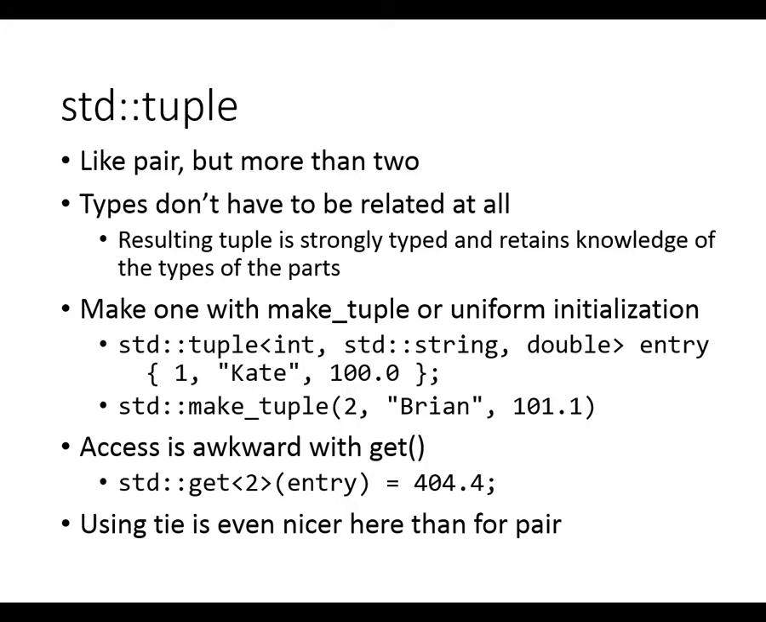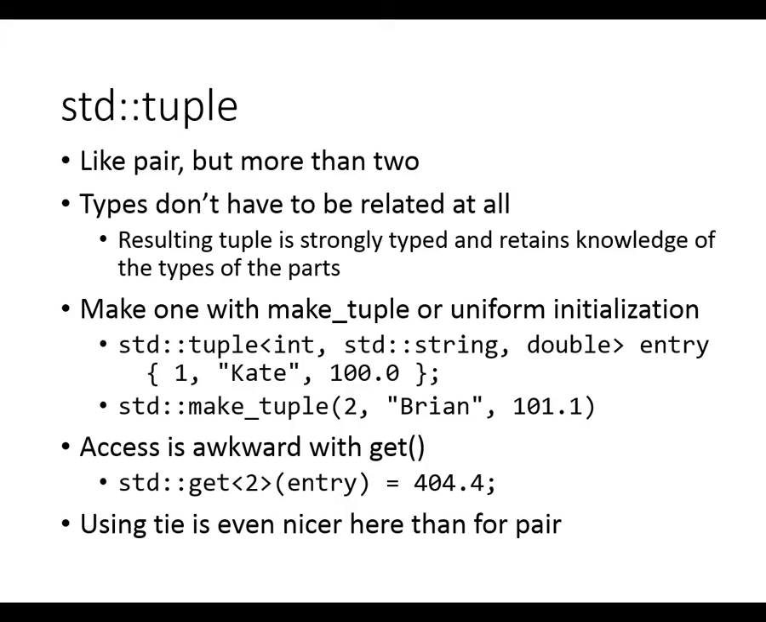And pair is basically the special case of a tuple with only 2. So just as you could make a pair using make_pair or uniform initialization, you can also make a tuple with make_tuple or uniform initialization. I've got a couple of examples here, declaring entry with braces, and it just sort of deals them out. Or I can use make_tuple, which, because it's a function call, is round brackets.